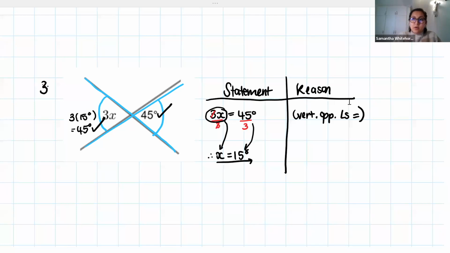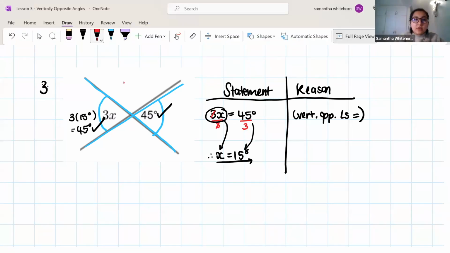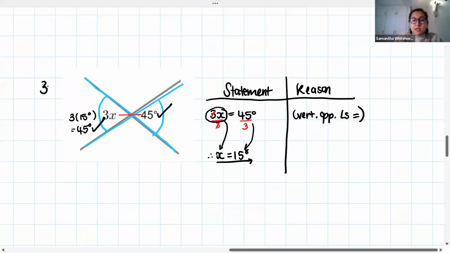Satenda, I haven't asked for questions, but what is the issue? Ma'am, how come you did not say 3x plus 45 degrees equals 180 degrees? Because they're not angles on a straight line. We only use equals 180 when they're on a straight line. In this case, we can clearly see that they are opposite each other, and when they're opposite each other, they are equal to each other. Okay, ma'am.